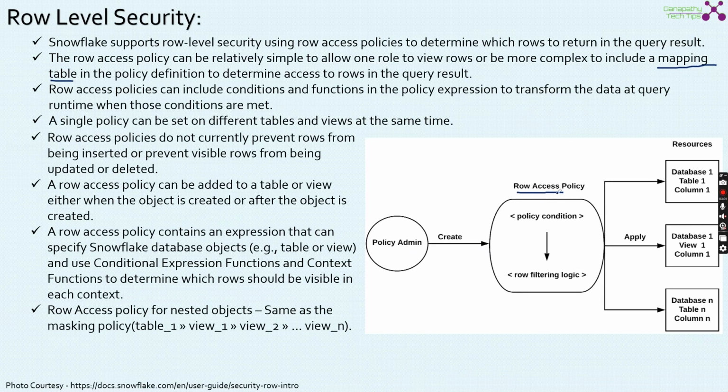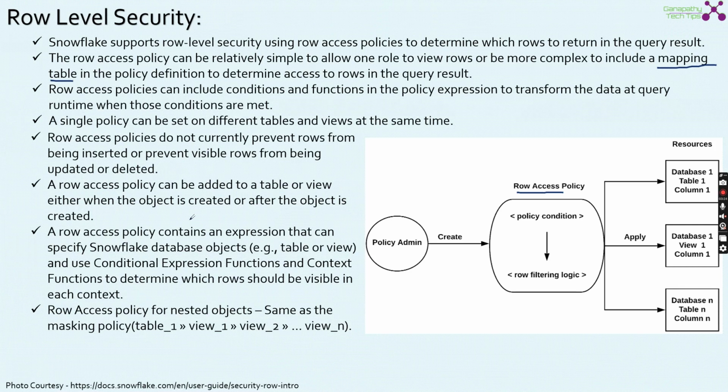So a policy admin can create a row access policy which contains the policy condition and row filtering logic that can be applied to a database or table at the column level. As simple as it is. Row access policies do not currently prevent rows from being inserted or prevent visible rows from being updated or deleted. So insert, update and delete is not currently supported.